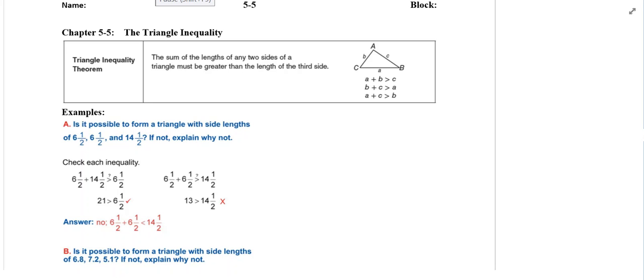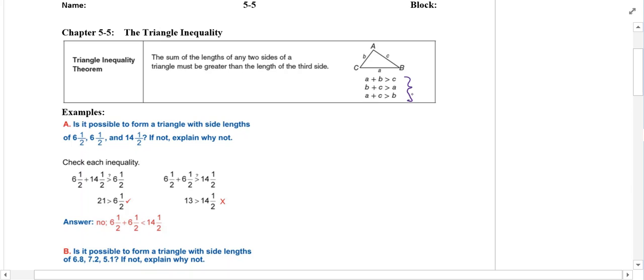Chapter 5.5, the Triangle Inequality. The sum of the lengths of any two sides of a triangle must be greater than the length of the third side. So to complete these problems, you have to show each of these inequalities in your work and then draw your conclusion. If it fails one of the inequalities, then you can stop.